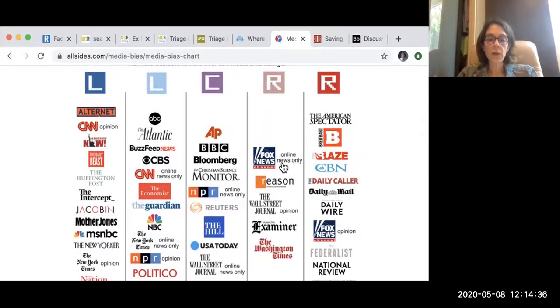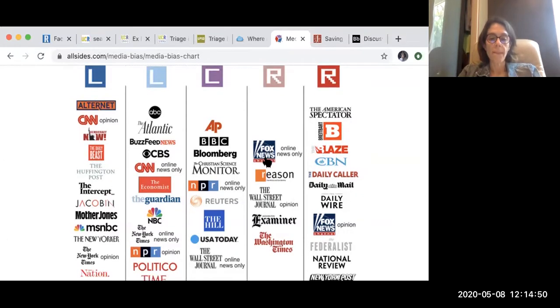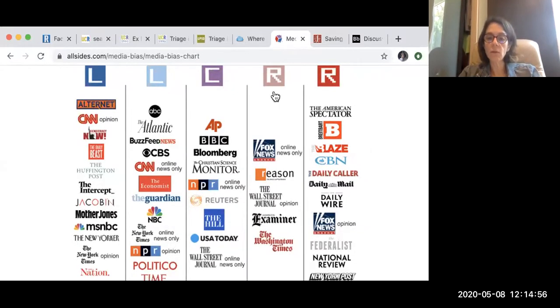Slightly right, these are the resources. When they say online news only, that means that they're not saying what the Fox News live television programming is, because that one is actually going to be even further right. But on the online news, they're saying it's a little right of center. Okay, and that's important to understand and also signal to your readers.